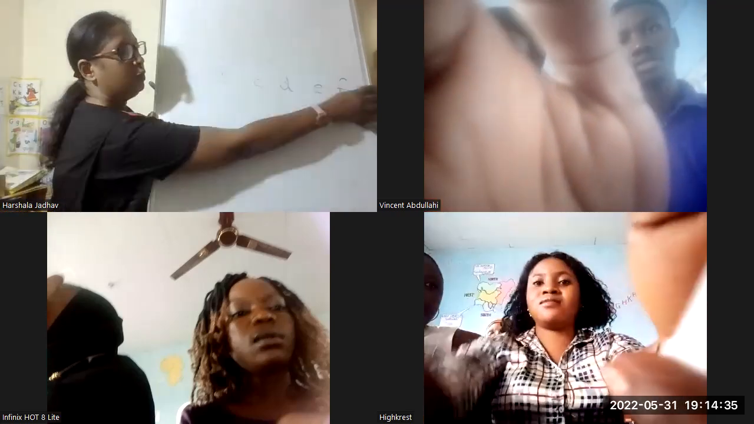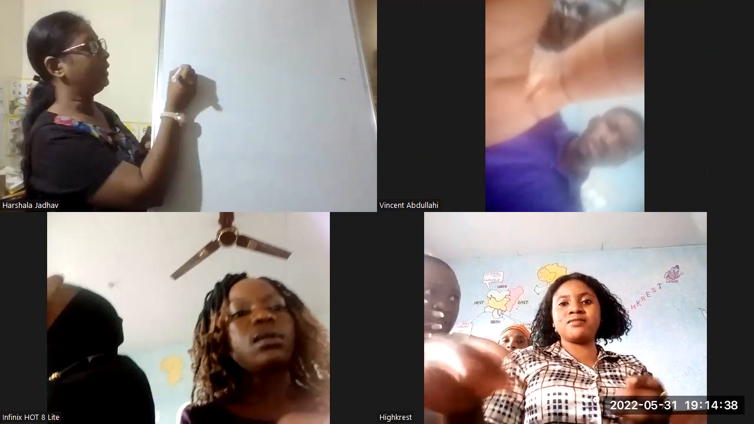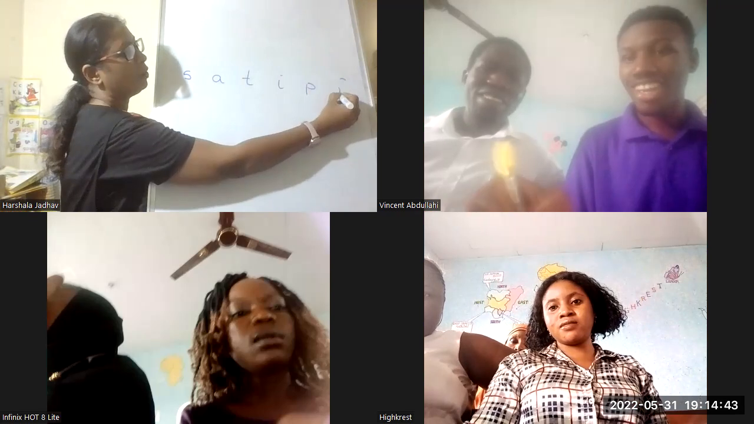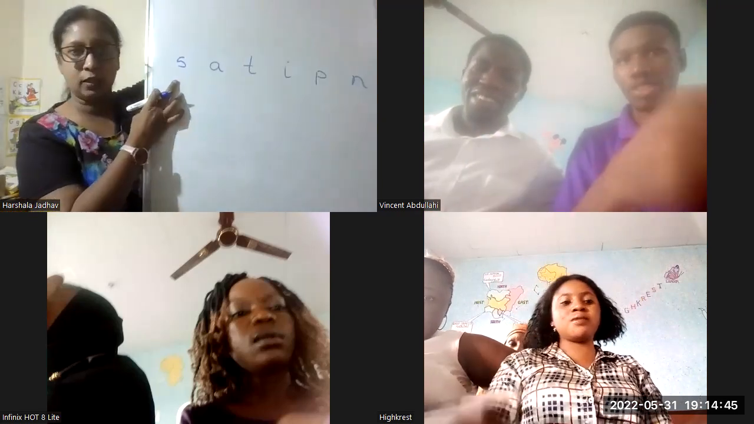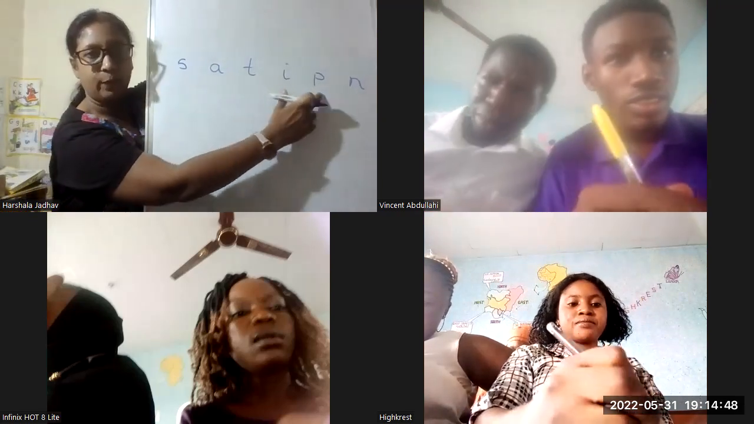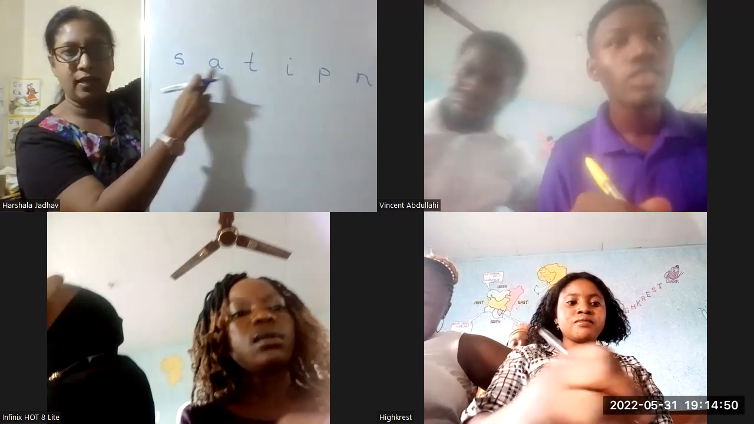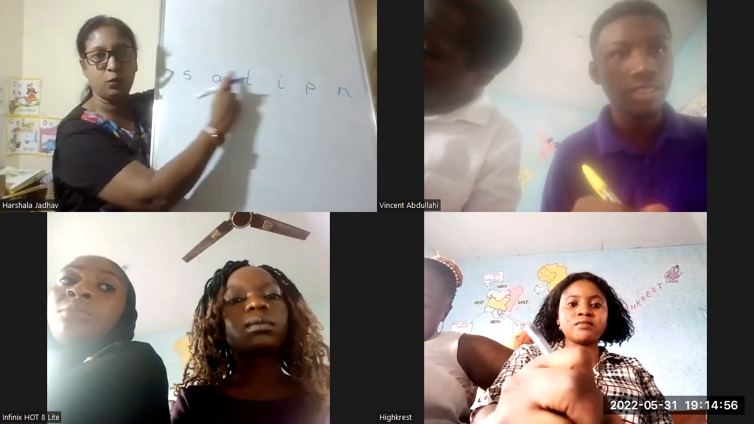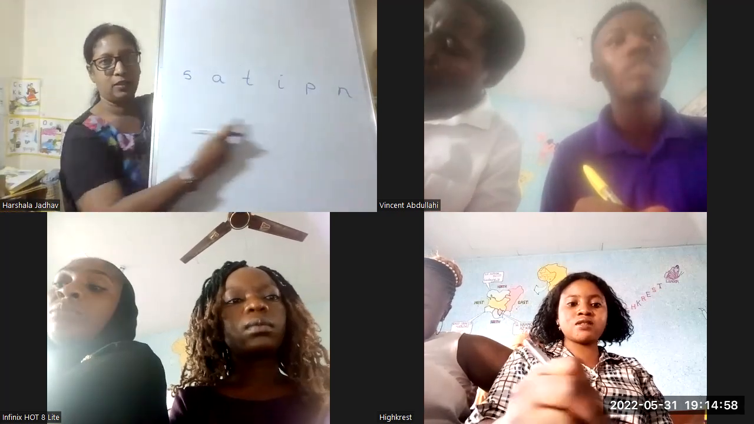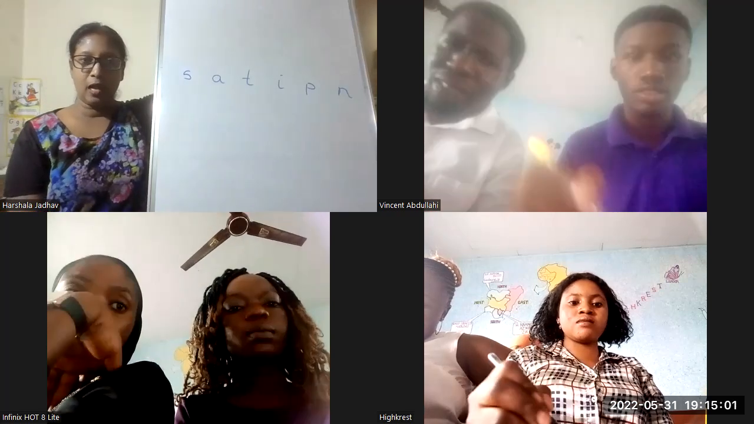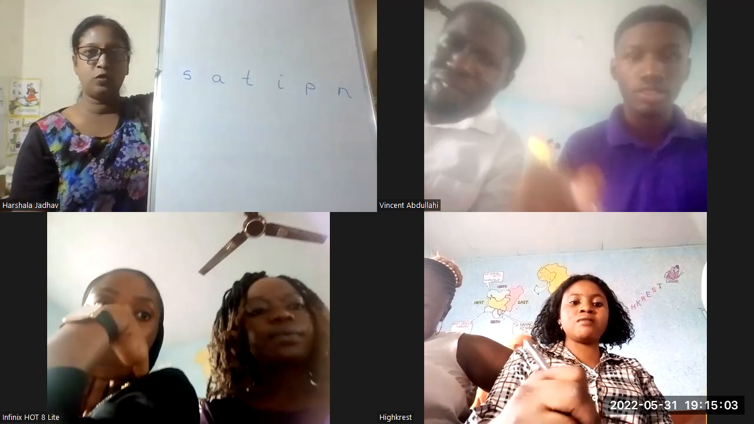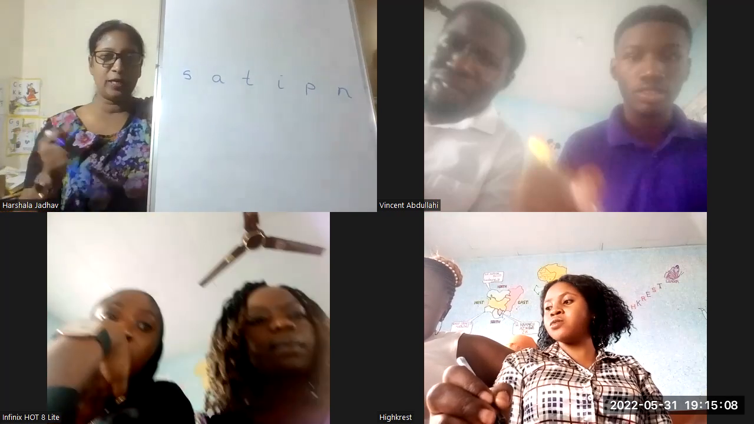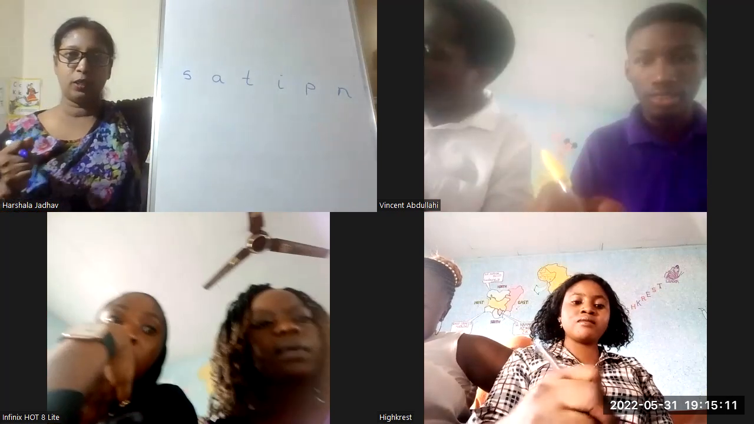Now I'm going to write some more letters here on the board. Okay, now I have written some more 6 letters: S-A-T-I-P-N. Now please start making some words using these letters. And I'm damn sure that you are going to write many, many words. So start writing 2-letter words, 3-letter words, 4-letter words, 5-letter words.